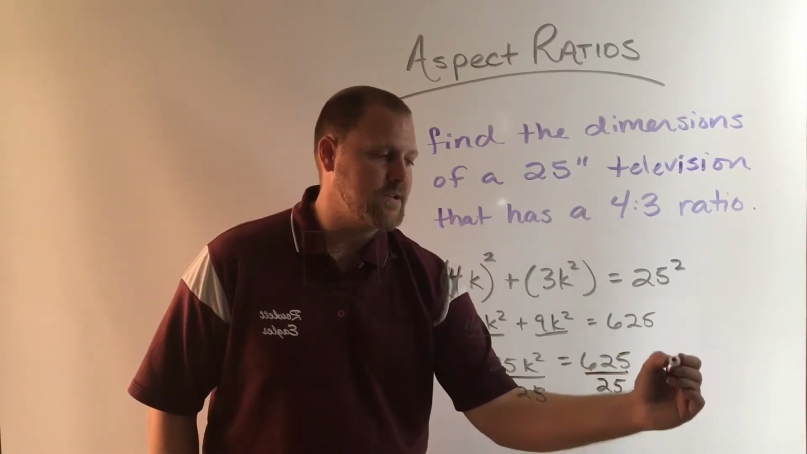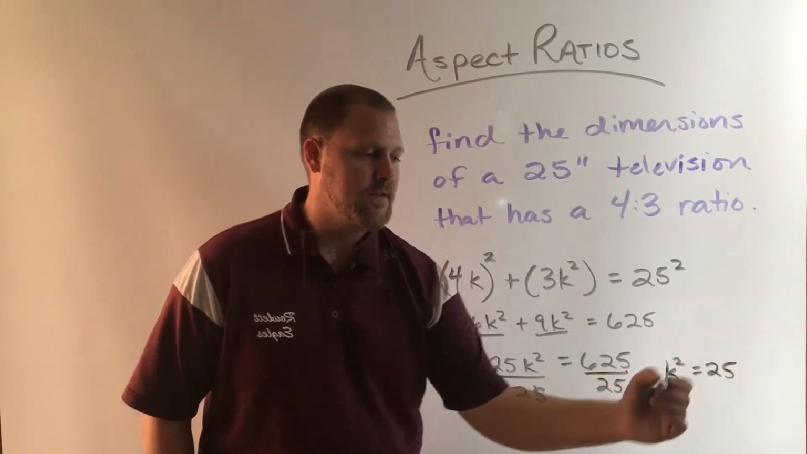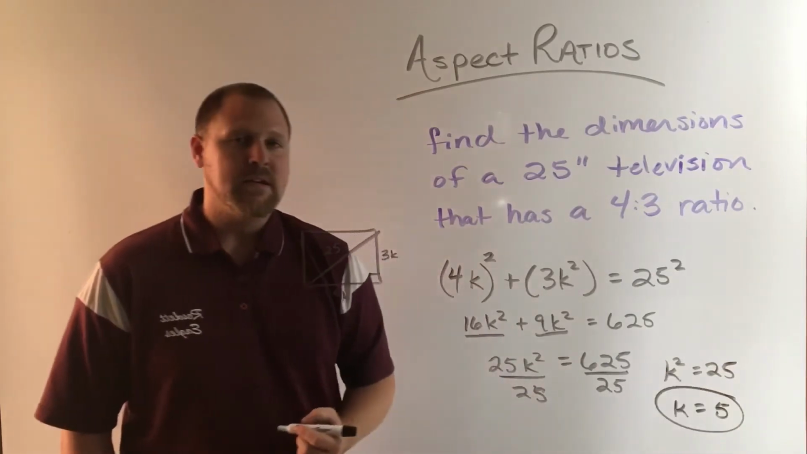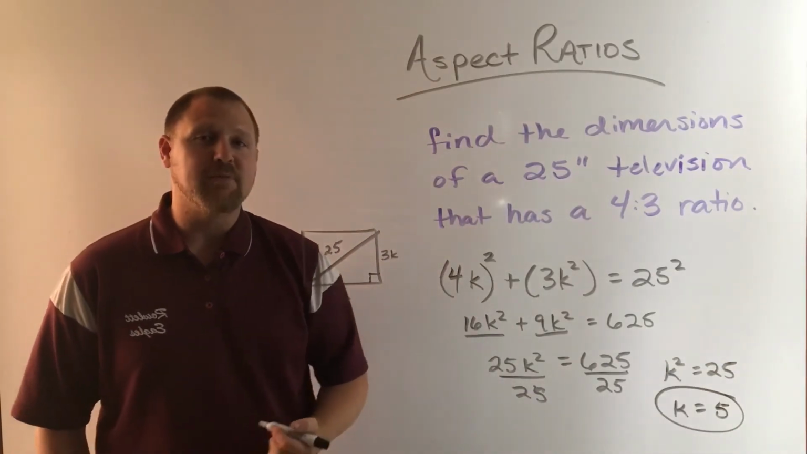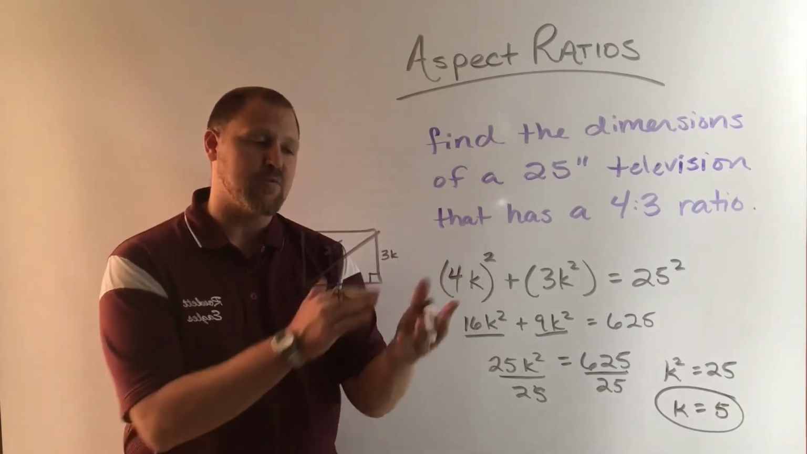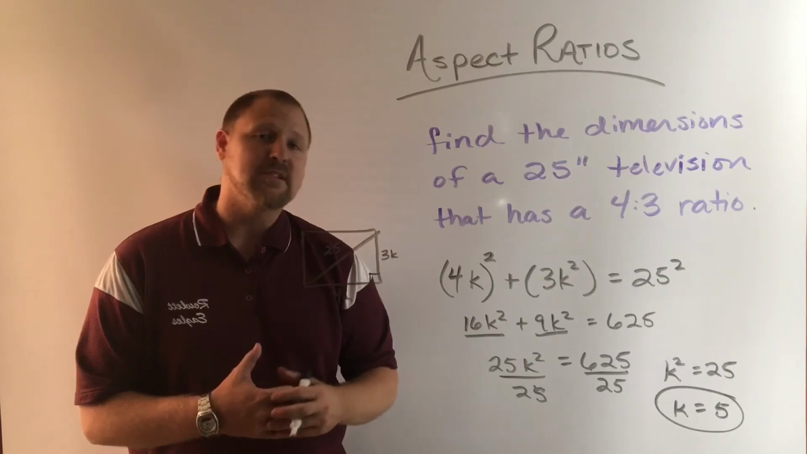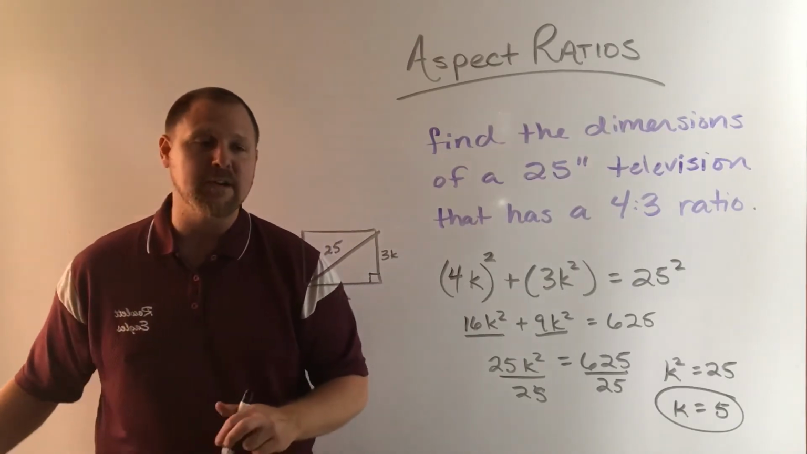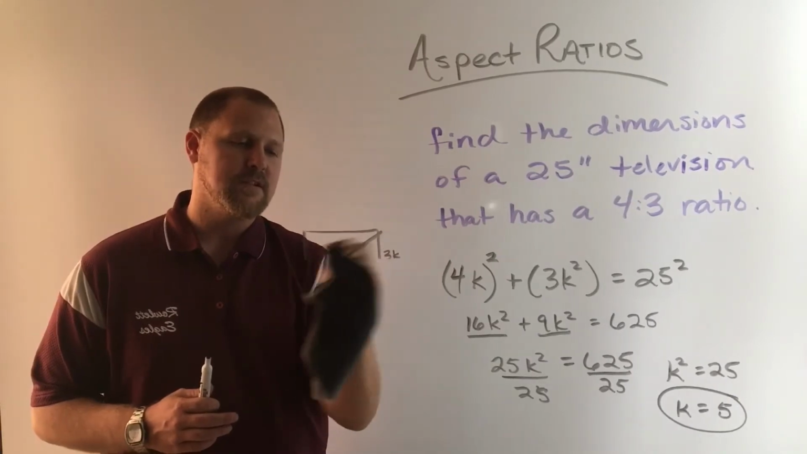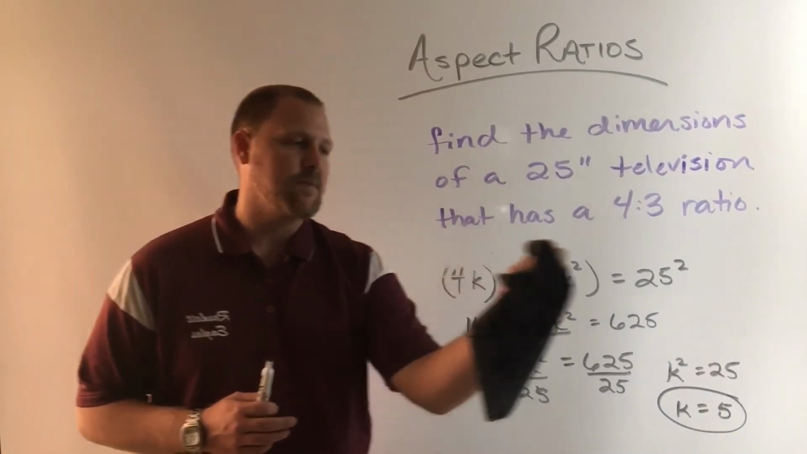And then you get k squared equals 25, which tells us k is equal to 5. And so that's using Pythagorean theorem. Now that's for maybe your more advanced students. They might be able to see the algebra in that as opposed to seeing the scale factor in similar figures. So if I show the scale factor in similar figures, it will look something like this.